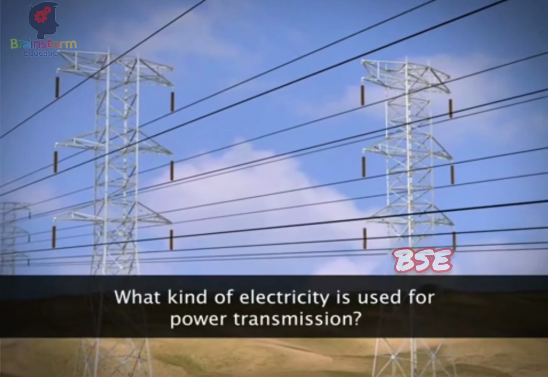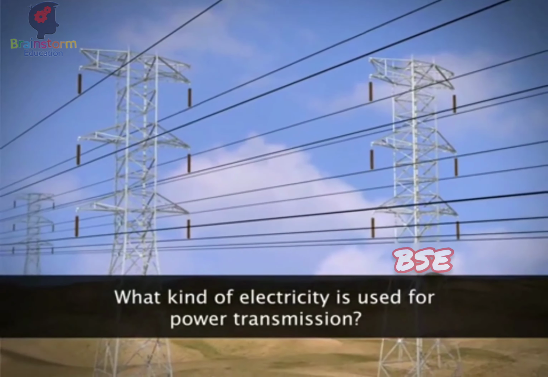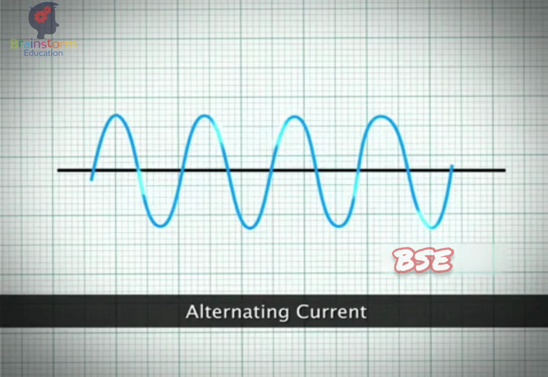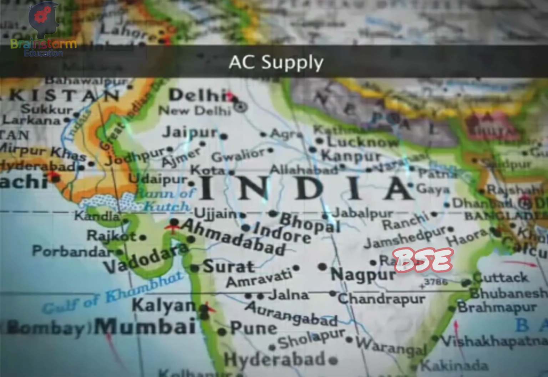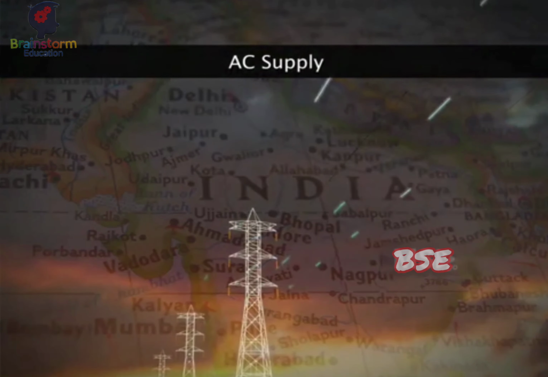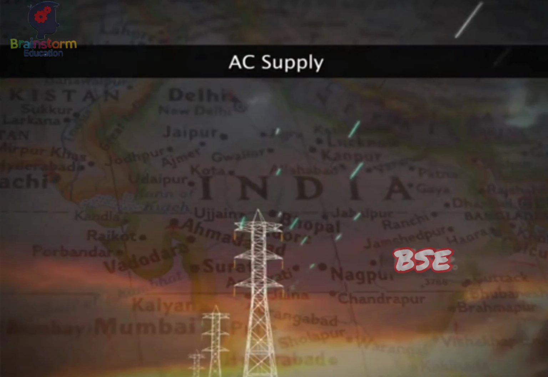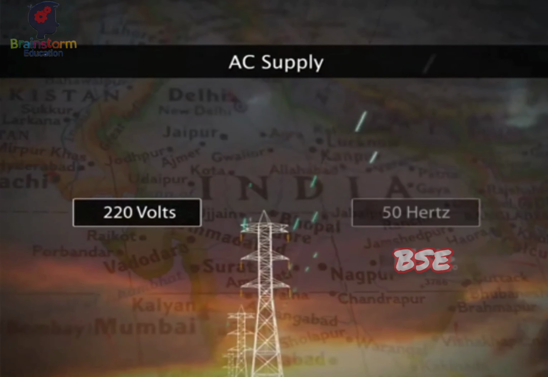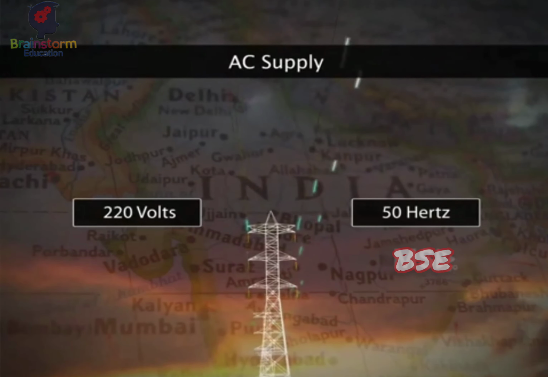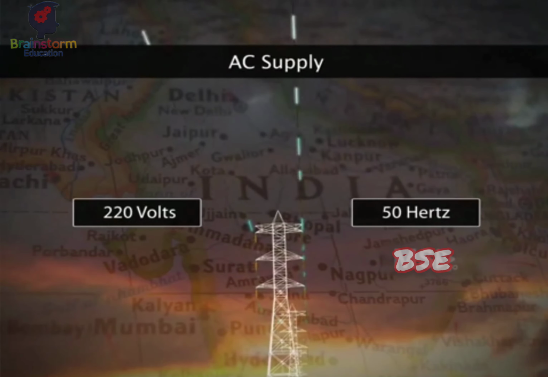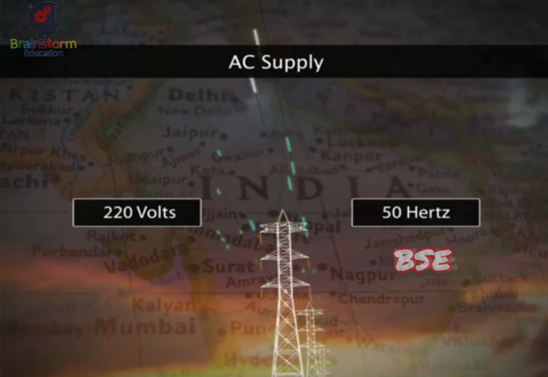What kind of electricity is used for power transmission? Alternating current is generated. This flows backwards and forwards around the circuit. In India, domestic current is supplied at 220 volts with 50 Hz, that is, 50 cycles per second. In other words, AC flows backwards and forwards 50 times per second at 220 volts.